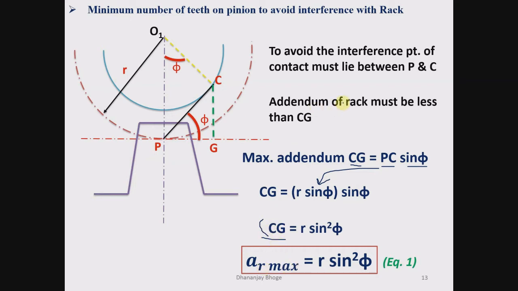What is CG? Maximum addendum of the rack. So R stands for rack, A stands for addendum, and max for its maximum value. So CG is nothing but the maximum addendum of the rack, or the limiting value of addendum of rack, so that interference is avoided. So instead of CG, please write down AR max. Now AR max is equal to r sine square phi, and let us name this equation number 1.